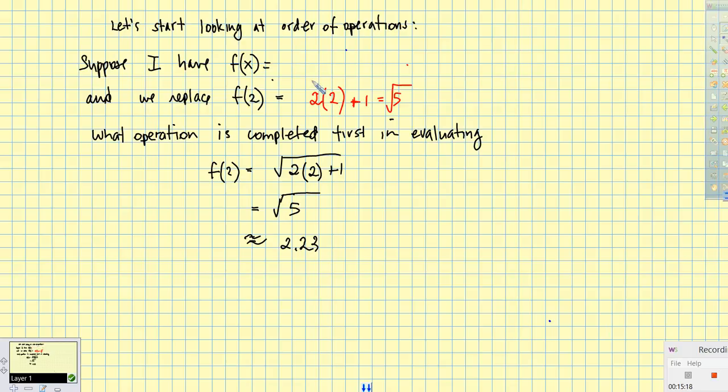Okay, so let's start by looking at an example like this. I've got f of x equal to the square root of 2x plus 1. Now, looking at the order of operations, if I had to replace x in f at 2, I would first replace the 2 underneath the square root sign, which gives me 5. And then the next operation would be that I take the square root. So the operation that's completed first is under the square root sign, and then I take the square root in the end.